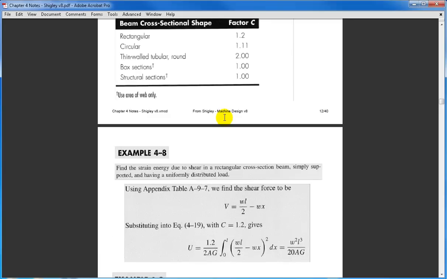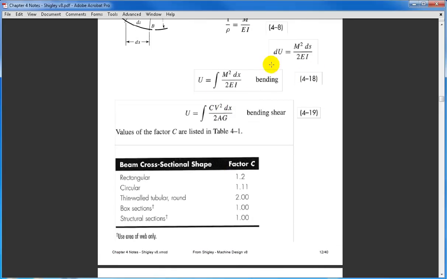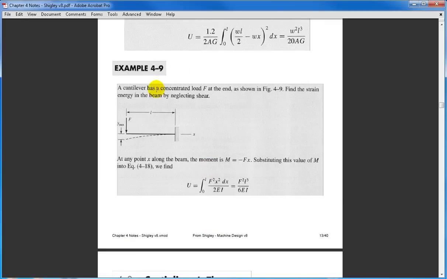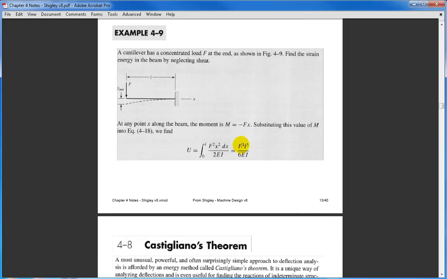Going back to the energy equation for bending, integral of M of x squared dx over 2EI. The EI will be constants. We can bring that outside. We'll be integrating M squared dx over the entire length of the beam. The moment, again, was minus Fx, so the moment squared is Fx squared. 2EI could be brought outside. Integrating that gives us F squared L cubed over 6EI. That's the energy in the beam.